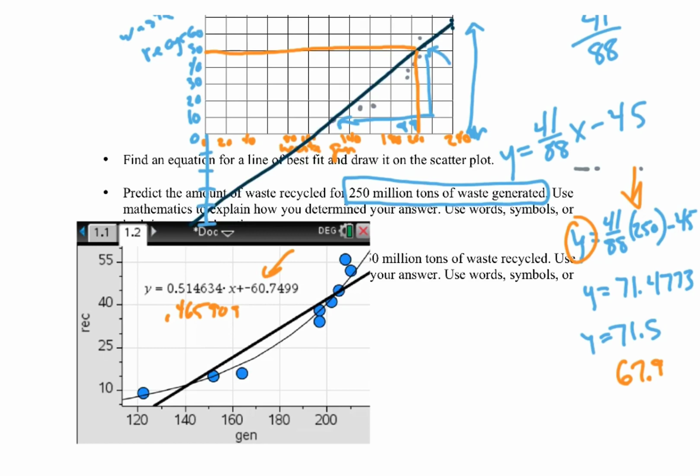We could even go backwards and make this the 50 and see on that second part what we would end up with. And so we'd go 50, and then we'd add the 60.7499, and then we'd divide by the 0.514634, giving us about 215.2. Okay, so according to that regression line, a little bit off, but not too bad. Okay, there we go, guys.